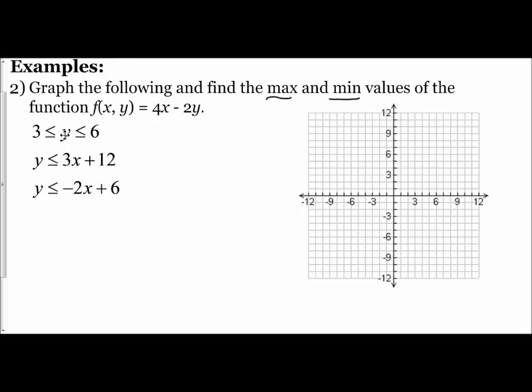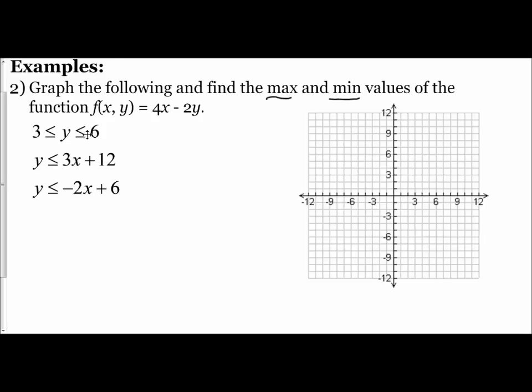Your y value is greater than or equal to 3 and also less than or equal to 6. 3 is less than or equal to y, which is less than or equal to 6, which means your y is between 3 and 6, including those values. We're told y is less than or equal to 3x plus 12, and y is less than or equal to negative 2x plus 6. So when I look at these bottom two inequalities, I see they're already in slope-intercept form for me, so I don't have to do any converting.